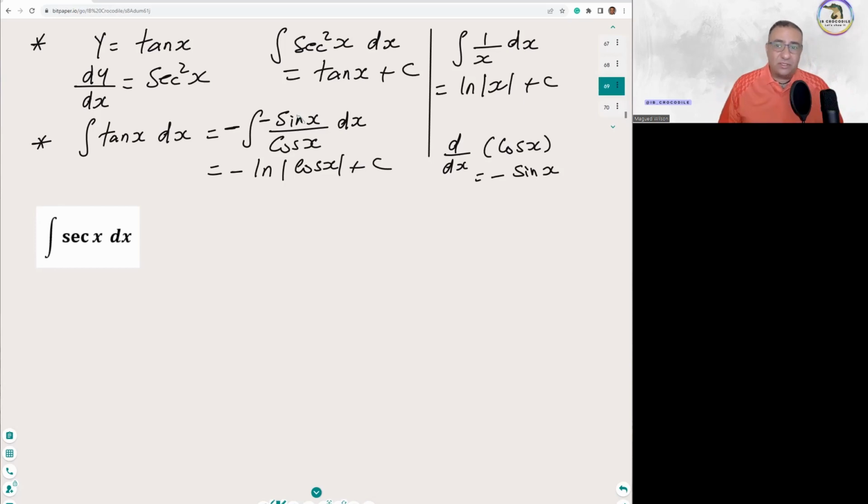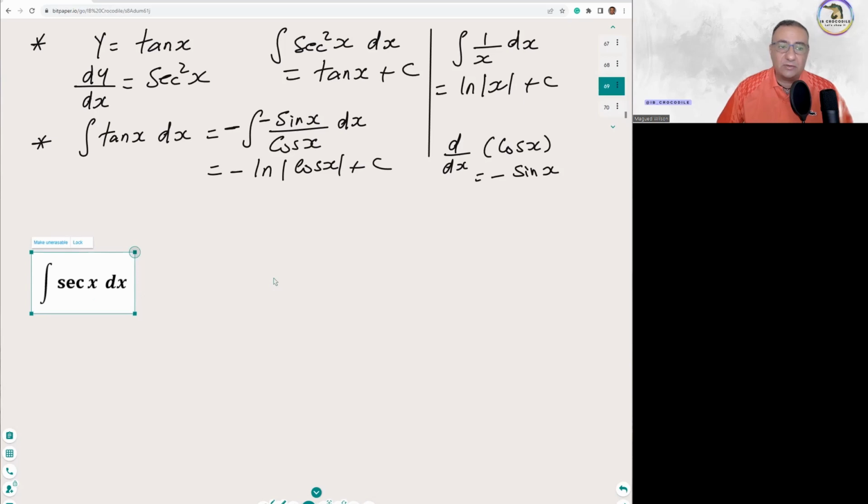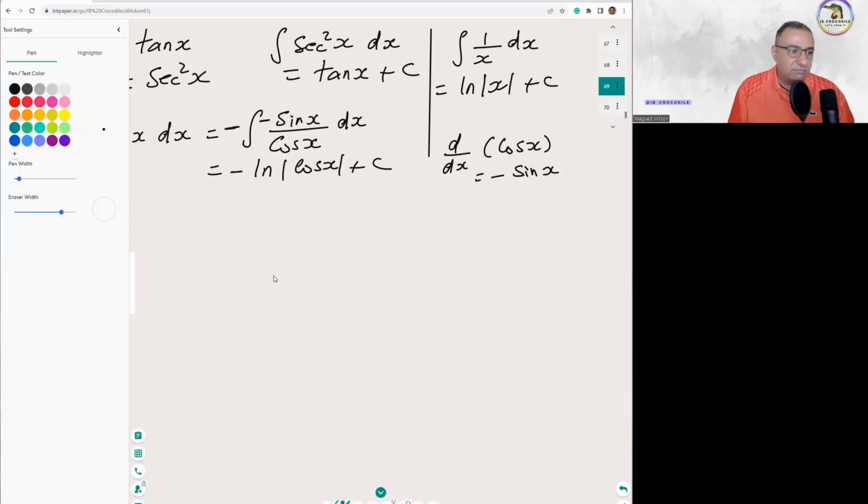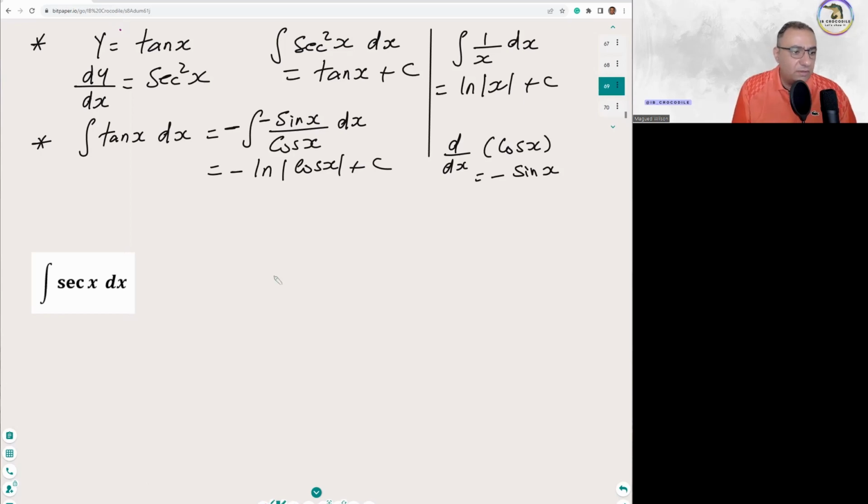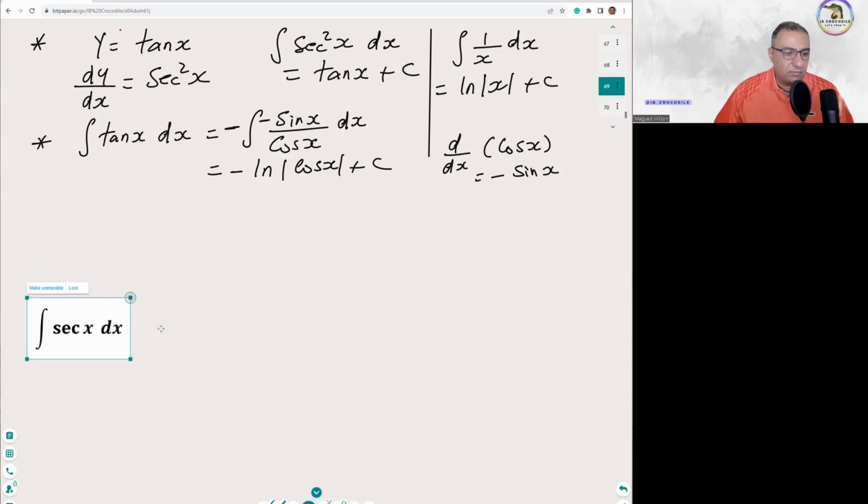So let us continue. My main target today is to find the integration of secant x. Let's step back a little bit. We know how to differentiate the secant of x, right? Like the derivative of secant. Let me use a different color to be very clear. Let's say I want to find the derivative of secant.